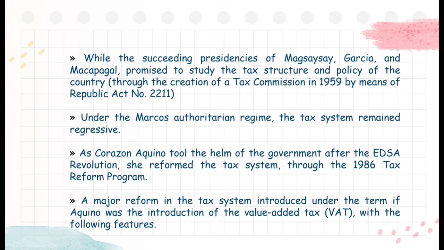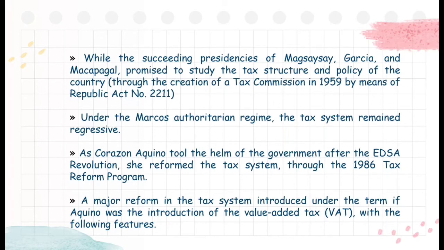Major reform in the tax system introduced under the term of Aquino was the introduction of the value-added tax, or the VAT, with the following features. First, uniform rate of 10% on sale of domestic and imported goods and services and 0% on exports and foreign currency denominated sales. Second, 10% in lieu of varied rates applicable to fixed taxes with 16 nominal rates. So there are a lot of taxes that are being considered here in the second feature. Third, 2% tax on entities with annual sales or receipts of less than 5,200,000.